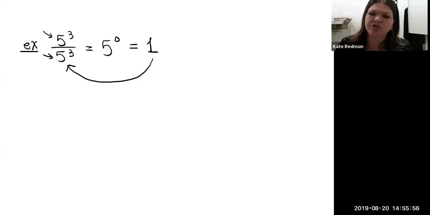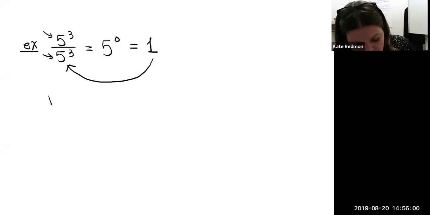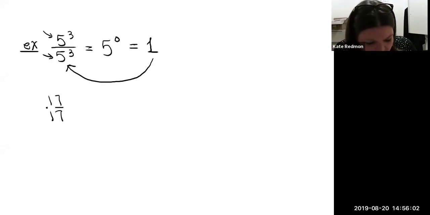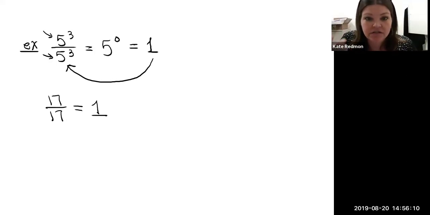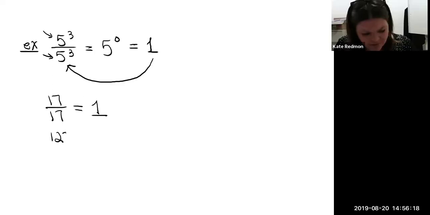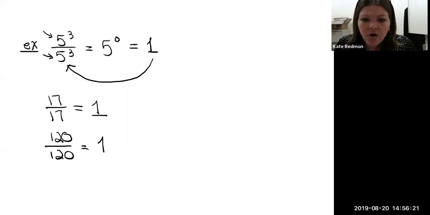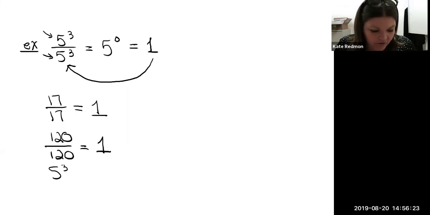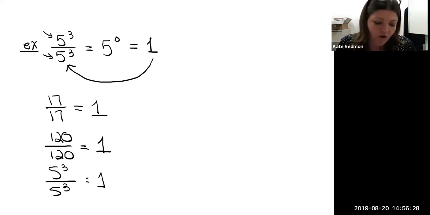Let's back up to this original expression. I want to talk about when the top and the bottom of a fraction are the same. What's 17 over 17? 17 divided by 17 is just 1. How many 17s are there in 17? 1. And 120 divided by 120 is just 1. So 5 to the 3rd power over 5 to the 3rd power, same number top and bottom, it better just give me 1. And that is actually why the 0th power has to give you a 1.